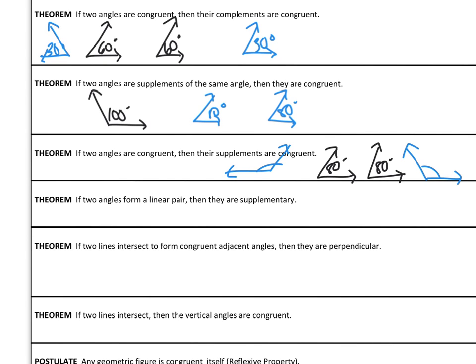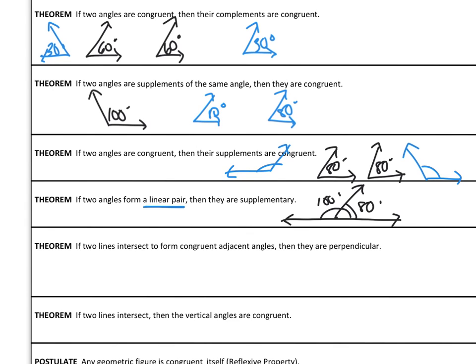If 2 angles form a linear pair, they are supplementary angles, but they're adjacent. So like if I were to have a 100-degree angle over here and an 80-degree angle over there, if 2 angles form a linear pair, they're always supplementary. Linear pair means supplementary and adjacent.